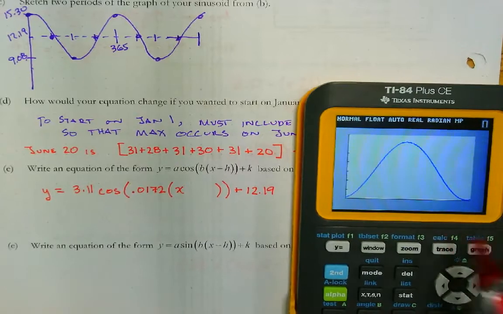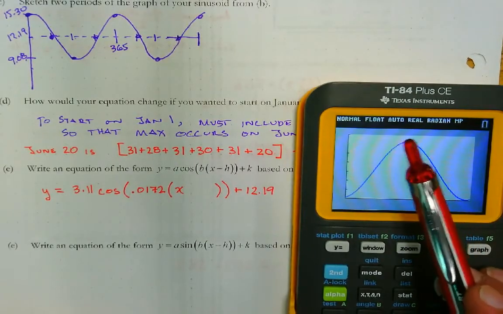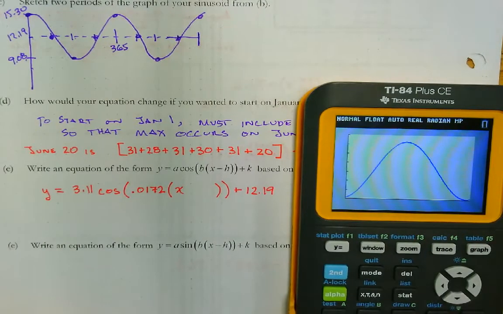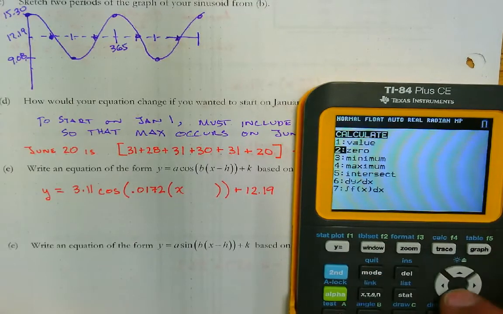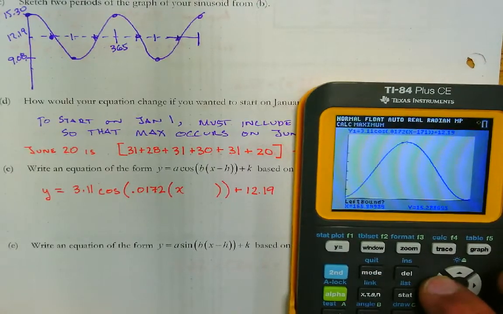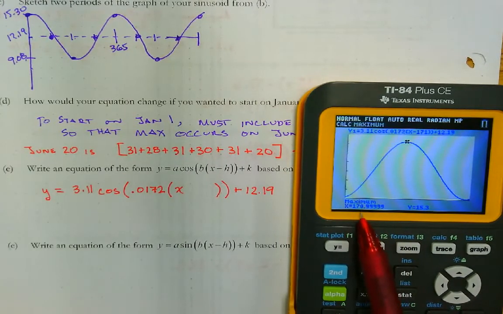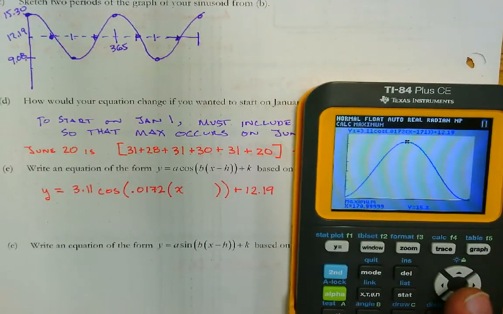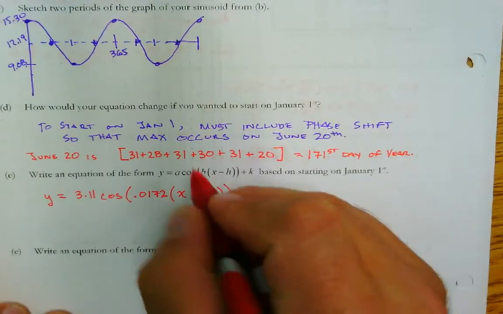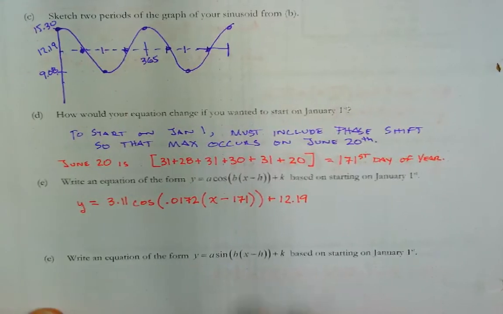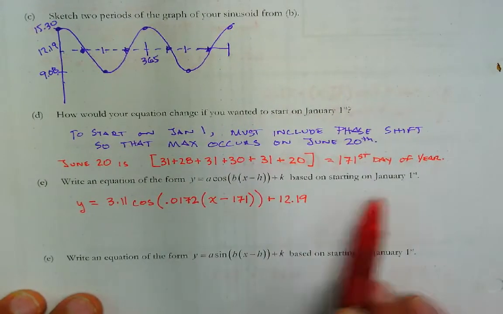We have one period, and we want to make sure that this maximum occurs around 171. So let's check that out. Okay, so second, calculate our maximum. Let's go a little bit to the left of the maximum, a little bit to the right of the maximum. Calculate it, and we see that in fact there it is, 170.99. So we're good that on the 171st day we're at a maximum. So yes, indeed, minus 171.